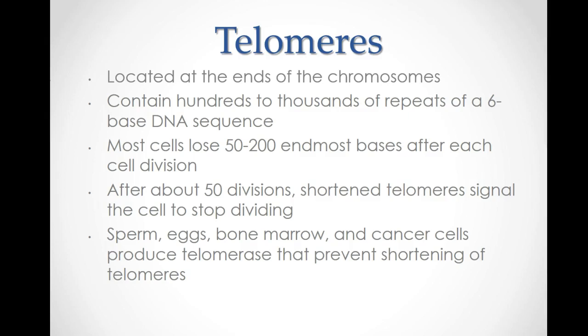Certain cells, sperm, egg, bone marrow, and cancer cells, produce something called telomerase that prevents the shortening of those telomeres. So remember those cancer cells that I talked about that divide uncontrollably? Well, they should stop after their telomeres are gone, right? Nope, there's a protein called telomerase that actually prevents the shortening of those telomeres, that allows them to divide as many times as they want.